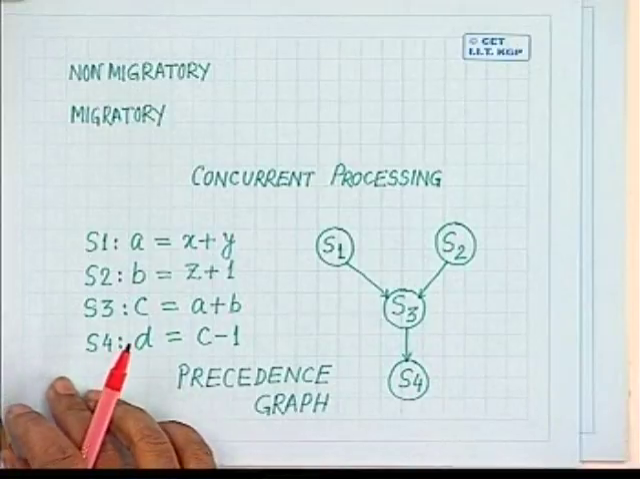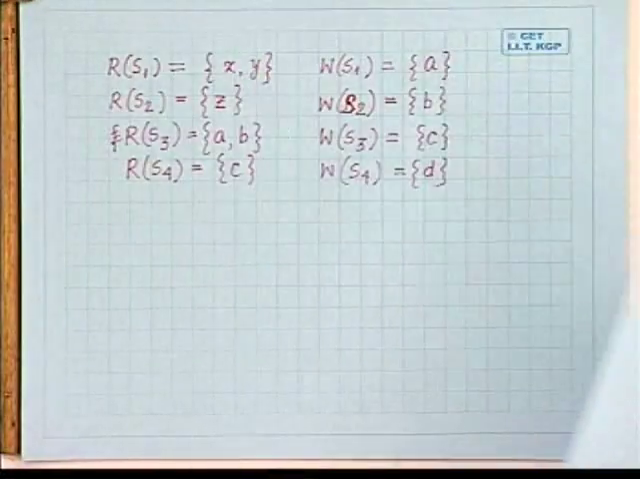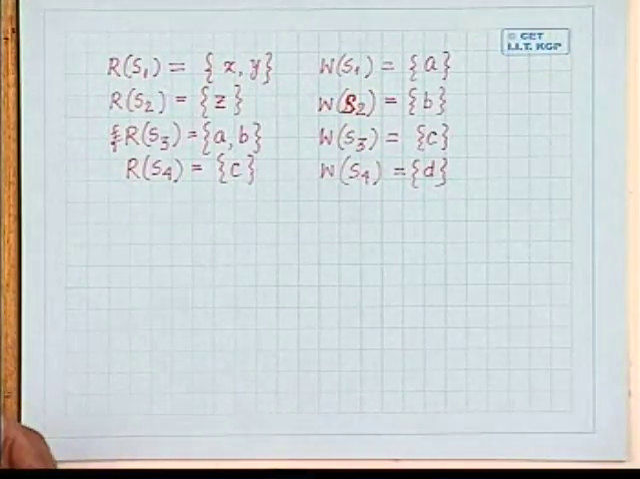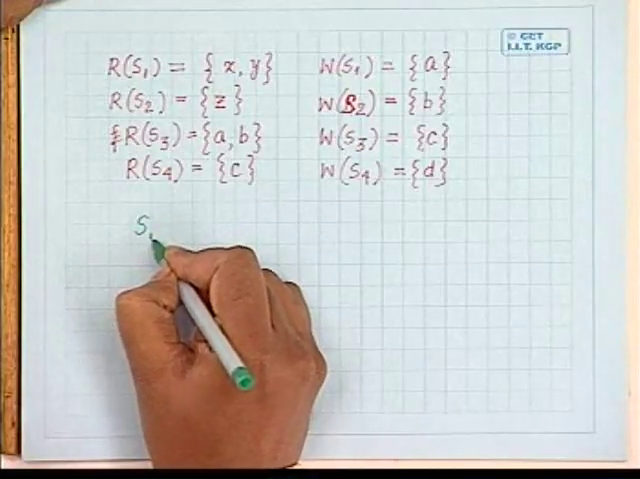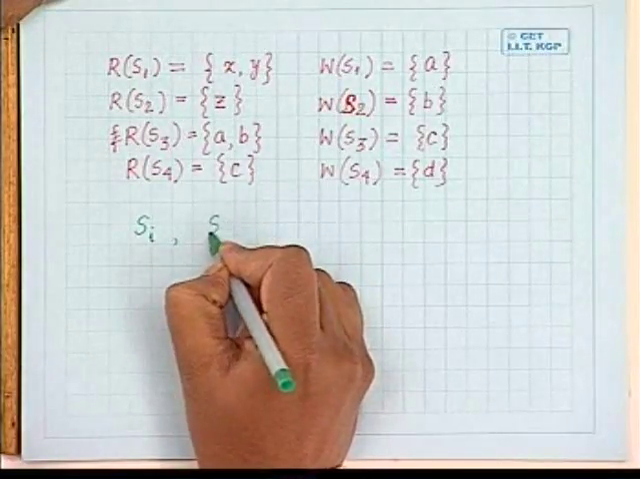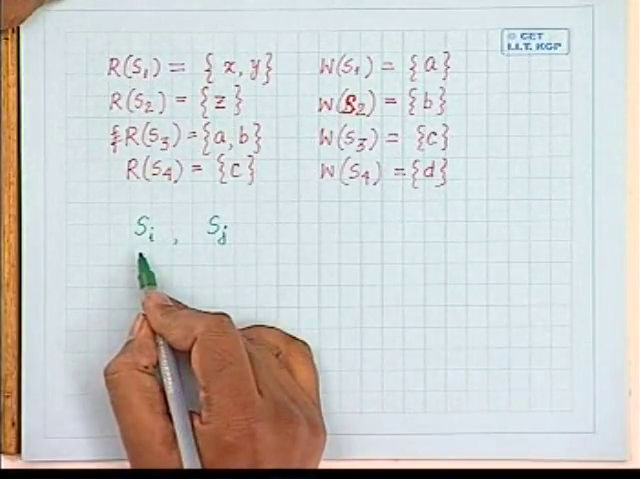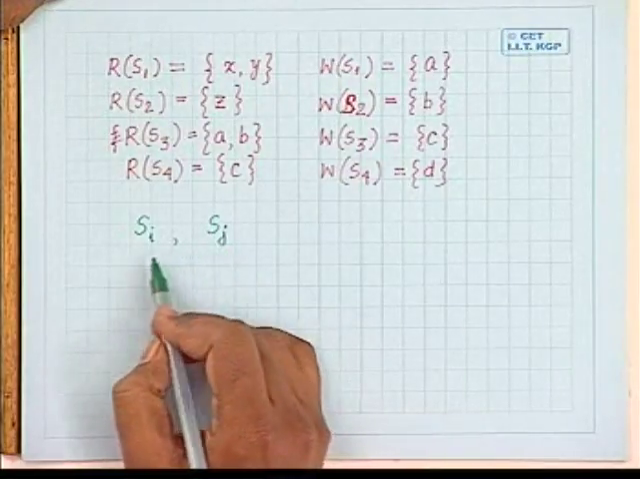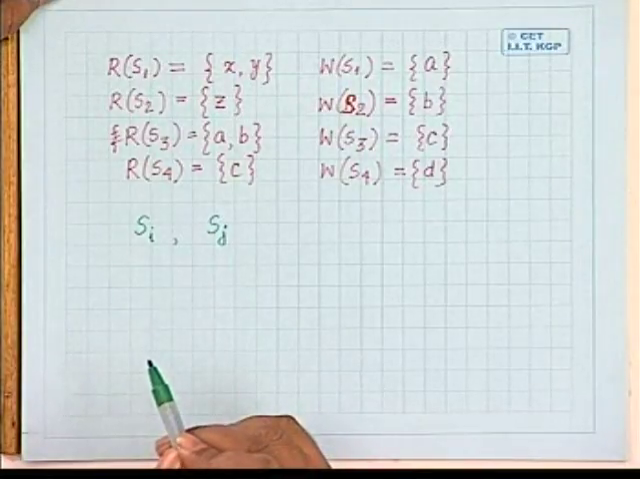Okay. So, if you study the read set and write set, you will find out that two statements, say Si and Sj, I take any two statements. One is statement Si and another is statement Sj. I can find out what is the read set of Si, the read set of Sj, the write set of Si, and the write set of Sj.